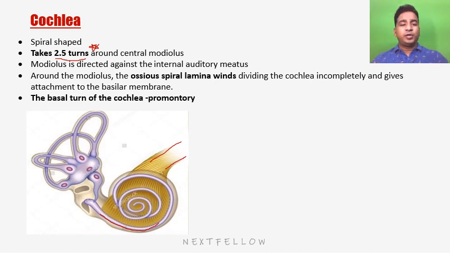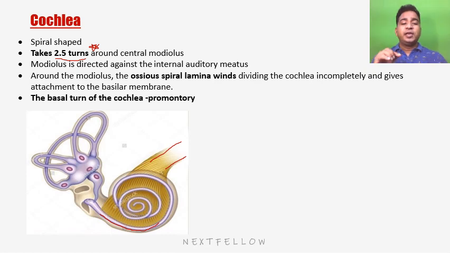So around this modiolus, this osseous, or we can say bony, spiral lamina winds around the cochlea incompletely, thus giving the attachment to the basilar membrane. So now look at this diagram. The basal turn of the cochlea, which we can see here, forms the promontory.